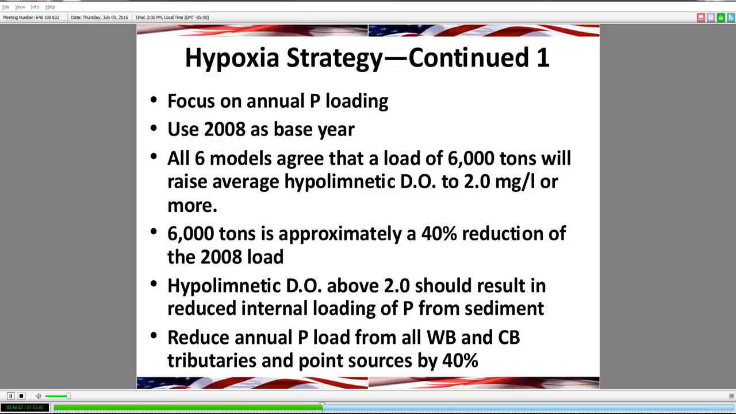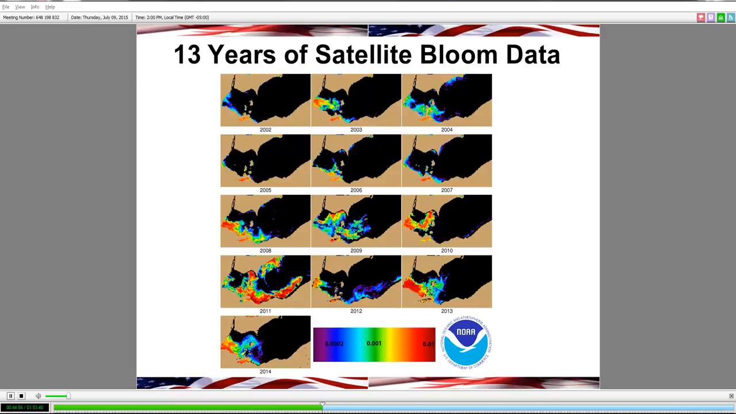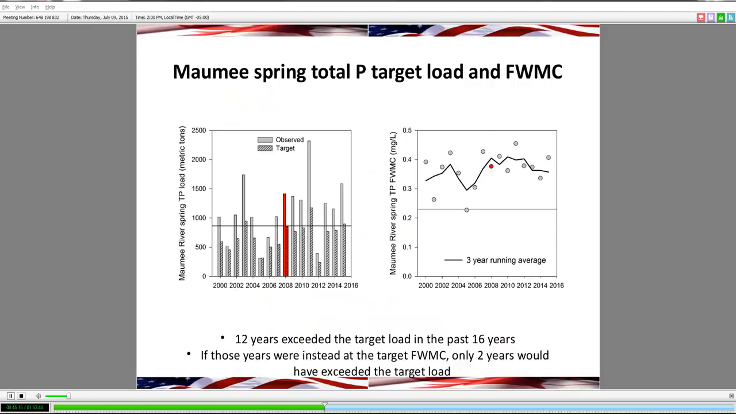What Dr. Johnson has done on this particular image is we've taken the spring load of total phosphorus and the flow-weighted mean concentration. And Laura, could you walk us through your flow-weighted mean concentration for the 3-year running average? Sure, yeah. So this is showing the spring-only flow-weighted mean concentration from 2000 through 2015.